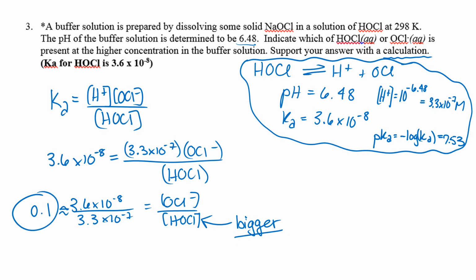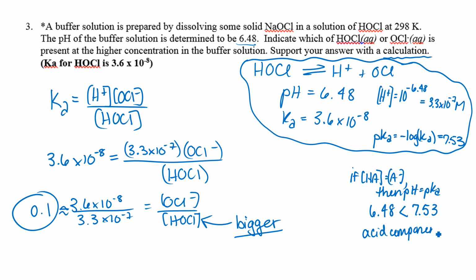Another way in which you could think about this problem as well is, so that's step one, you'd be done. Here's another approach. You could say that if your acid and base concentrations are equal, then pH equals pKa. But in this case, our pH is a little bit less than the pKa, meaning that your acid component is more concentrated.